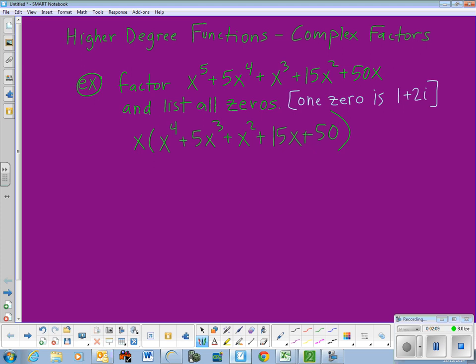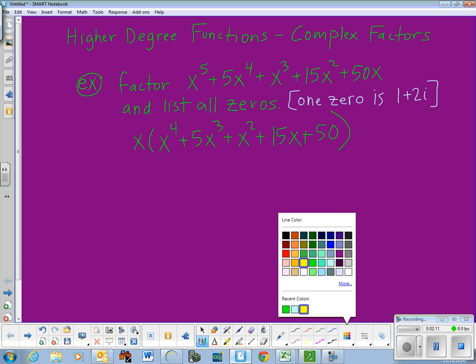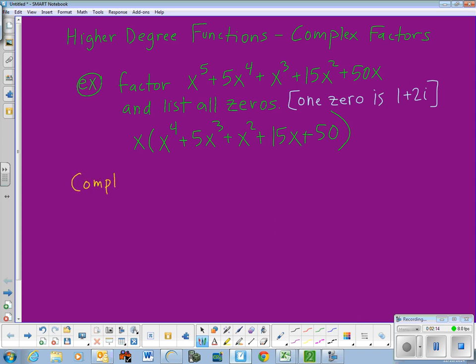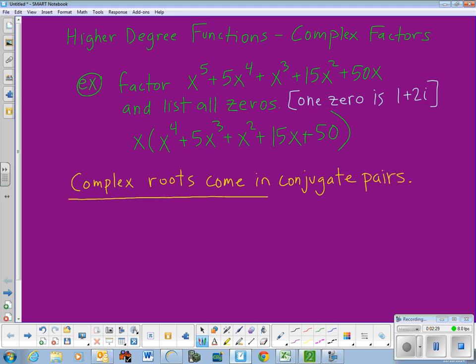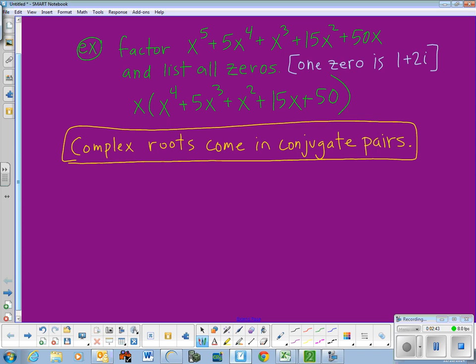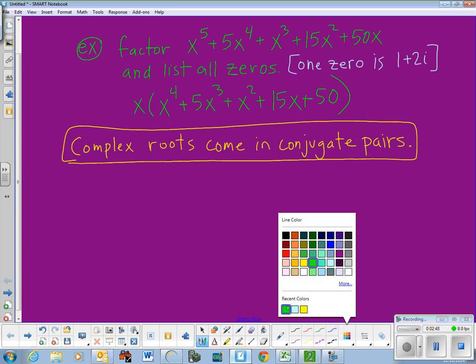Now here's a big fact that you need to have written down. Complex roots come in conjugate pairs. Make sure this is in your notes. Okay? What that means for us is they're not going to flat out say here are 2 zeros, but if they say 1 plus 2i is a 0, then I can guarantee that 1 minus 2i is also a 0.